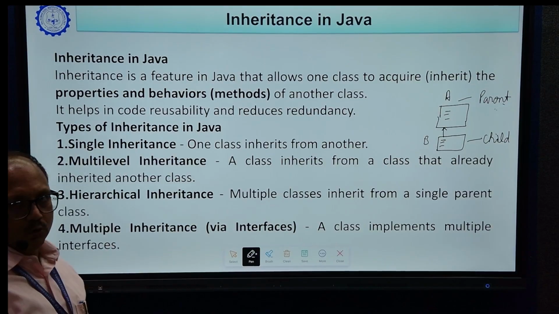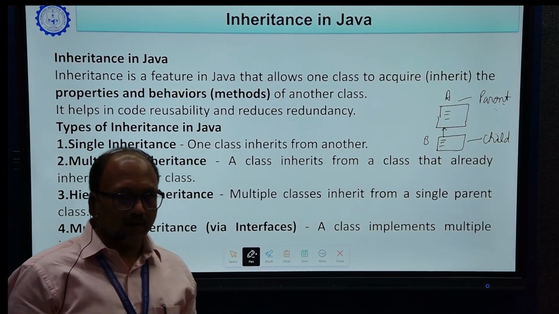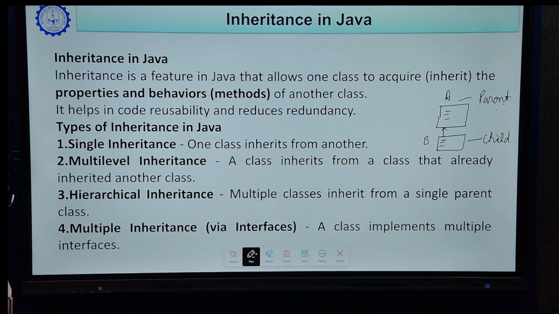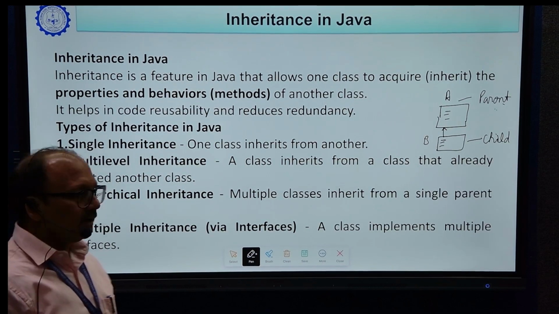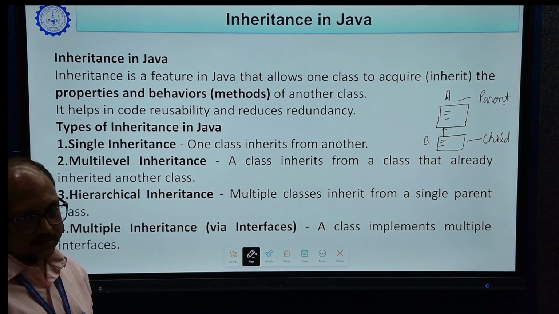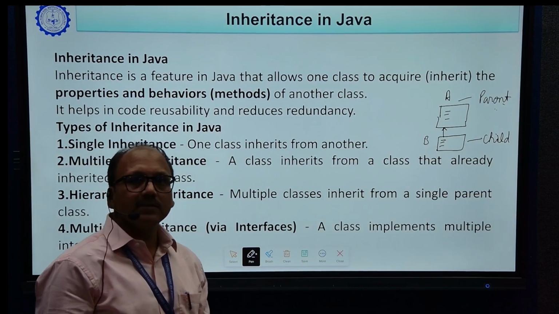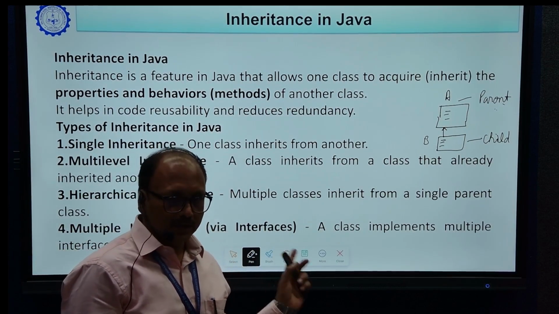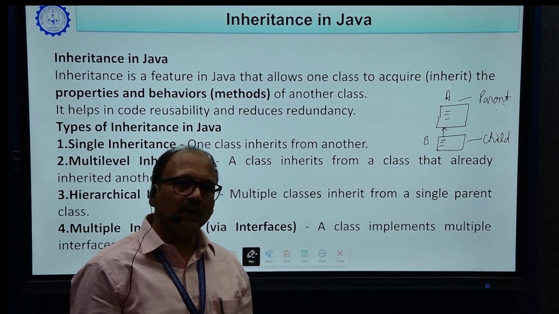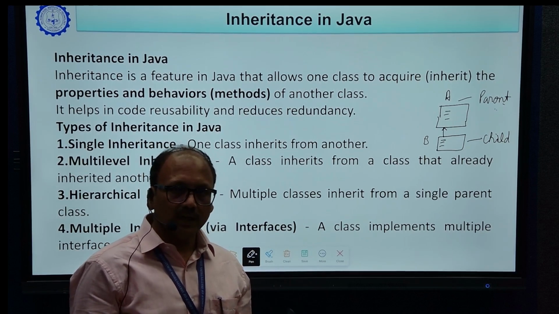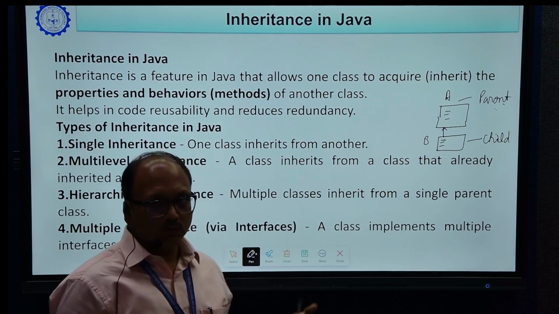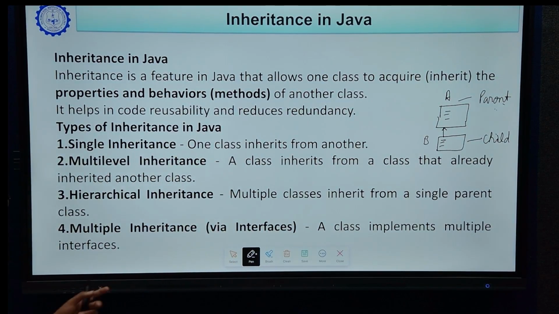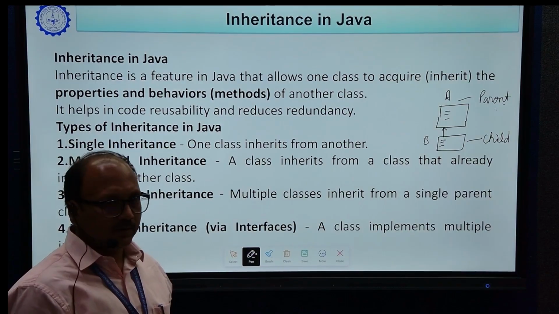There are 4 types of inheritance: single inheritance, multi-level inheritance, hierarchical inheritance, and multiple inheritance. Multiple inheritance is not possible in Java. It was there in C++, but here it is not possible. But with the help of interfaces, we can achieve multiple inheritance in Java also, right? So let us see all these 4 types one by one.